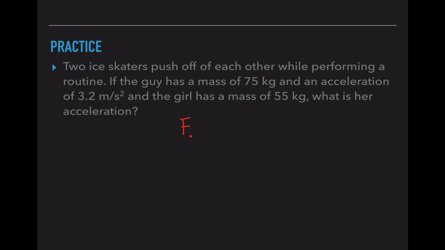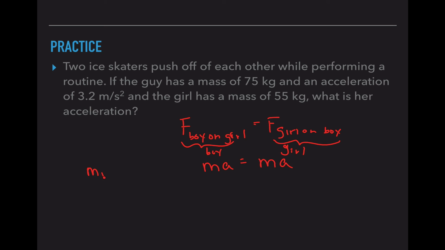I want to set those two forces equal to each other. So the boy pushing on the girl equals the force of the girl pushing on the boy. And we can substitute both of these values for MA as long as we have the boy information on the left and the girl information on the right. So I'm going to put the mass of the boy and the acceleration of the boy, the mass of the girl and the acceleration of the girl.